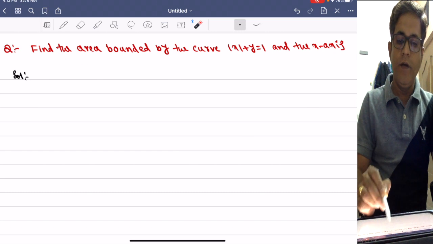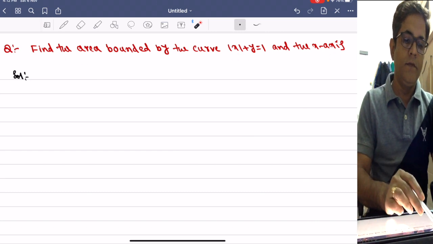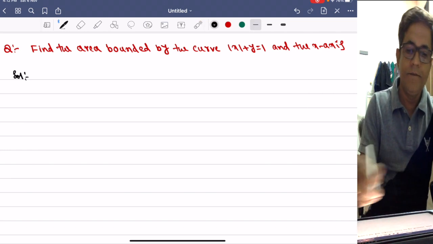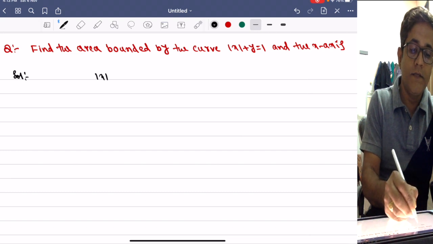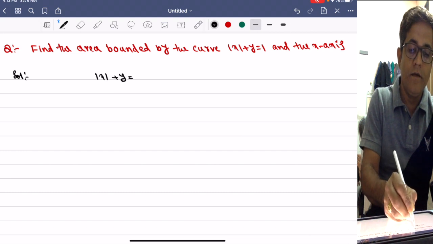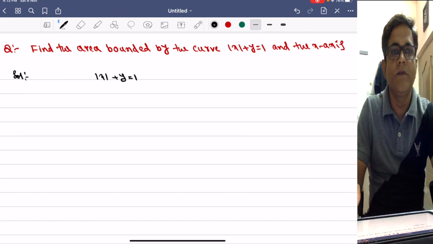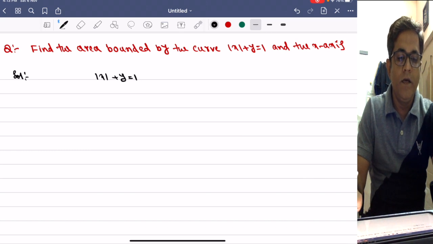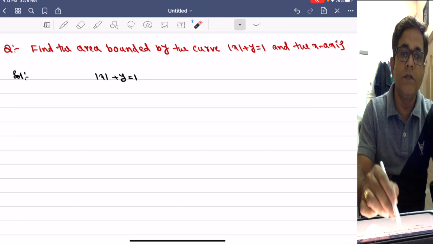Find the area bounded by the curve mod x plus y is equal to 1 and the x-axis. So this is the question. To solve this question, the given curve is mod x plus y is equal to 1. We need to find the area bounded by this curve and the x-axis. Here the question involves the modulus function.